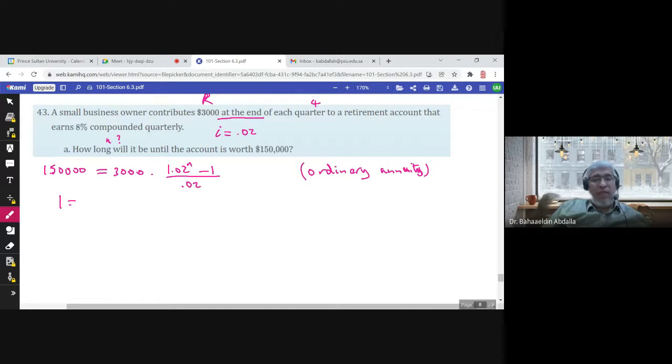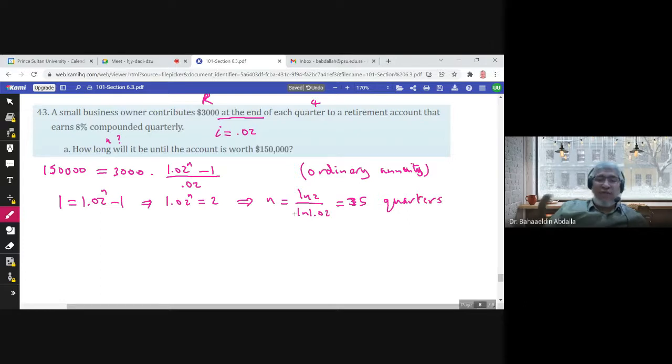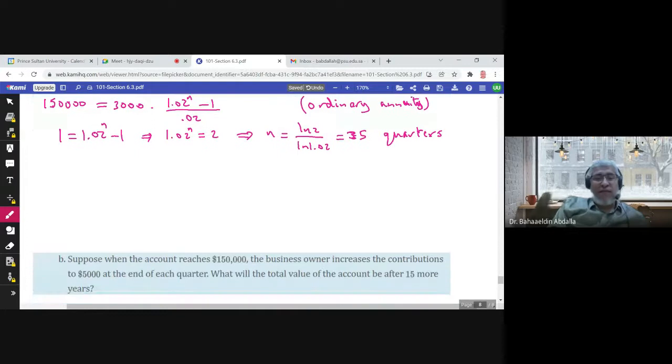So 1 is equal to 1.02 to the power n minus 1, which means if you take the 1 to the other side, 2, if you apply ln, so n would be ln 2 over ln 1.02. And if you use the calculator, the answer is 35 quarters. So after 35 quarters, we will have $150,000 in the account.